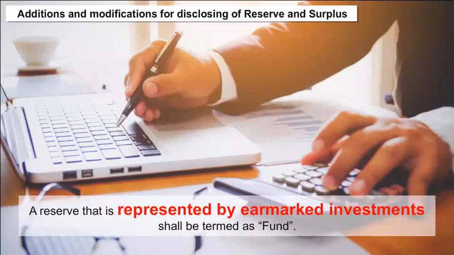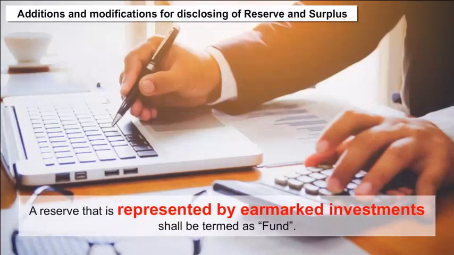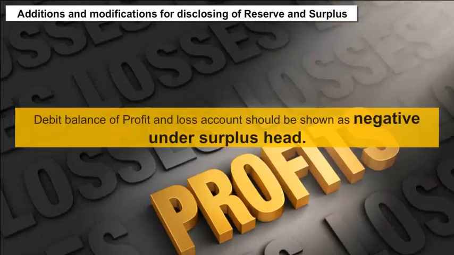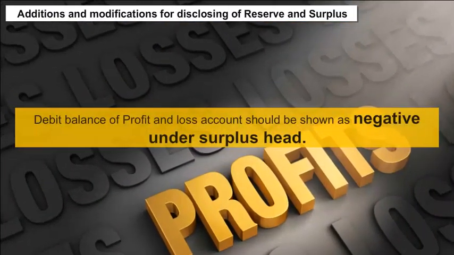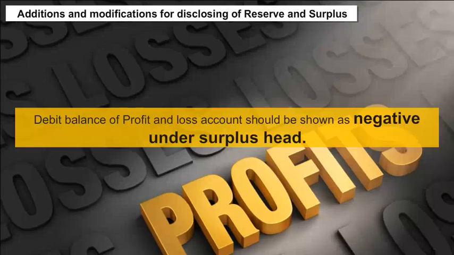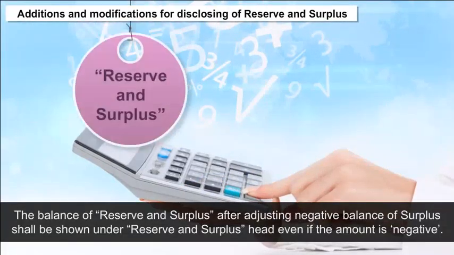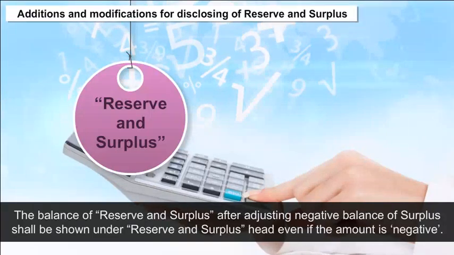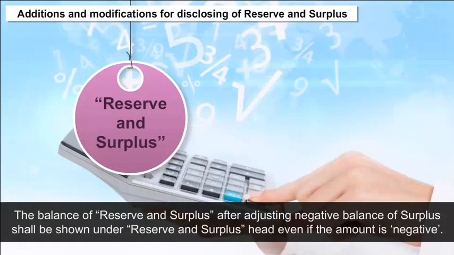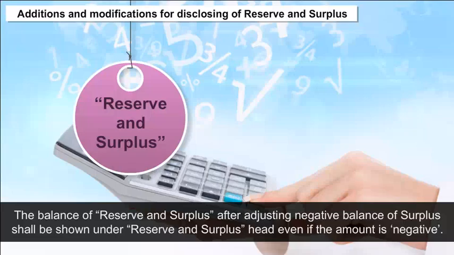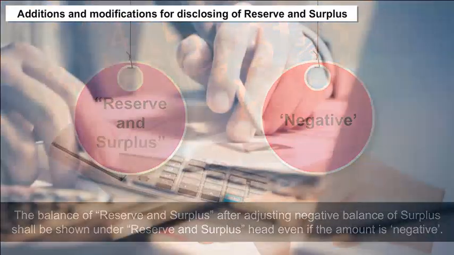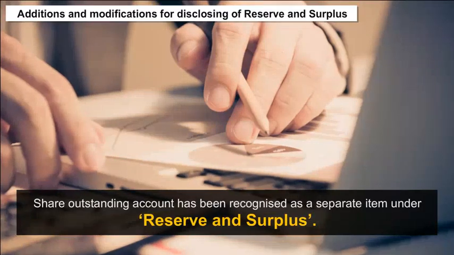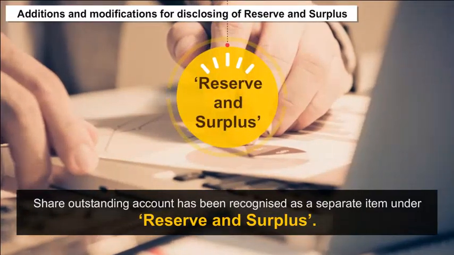A reserve that is represented by earmarked investments shall be termed as fund. Debit balance of profit and loss account should be shown as negative under the surplus head. The balance of reserve and surplus after adjusting negative balance of surplus shall be shown under the reserve and surplus head even if the amount is negative. Share options outstanding account has been recognized as a separate item under reserve and surplus.